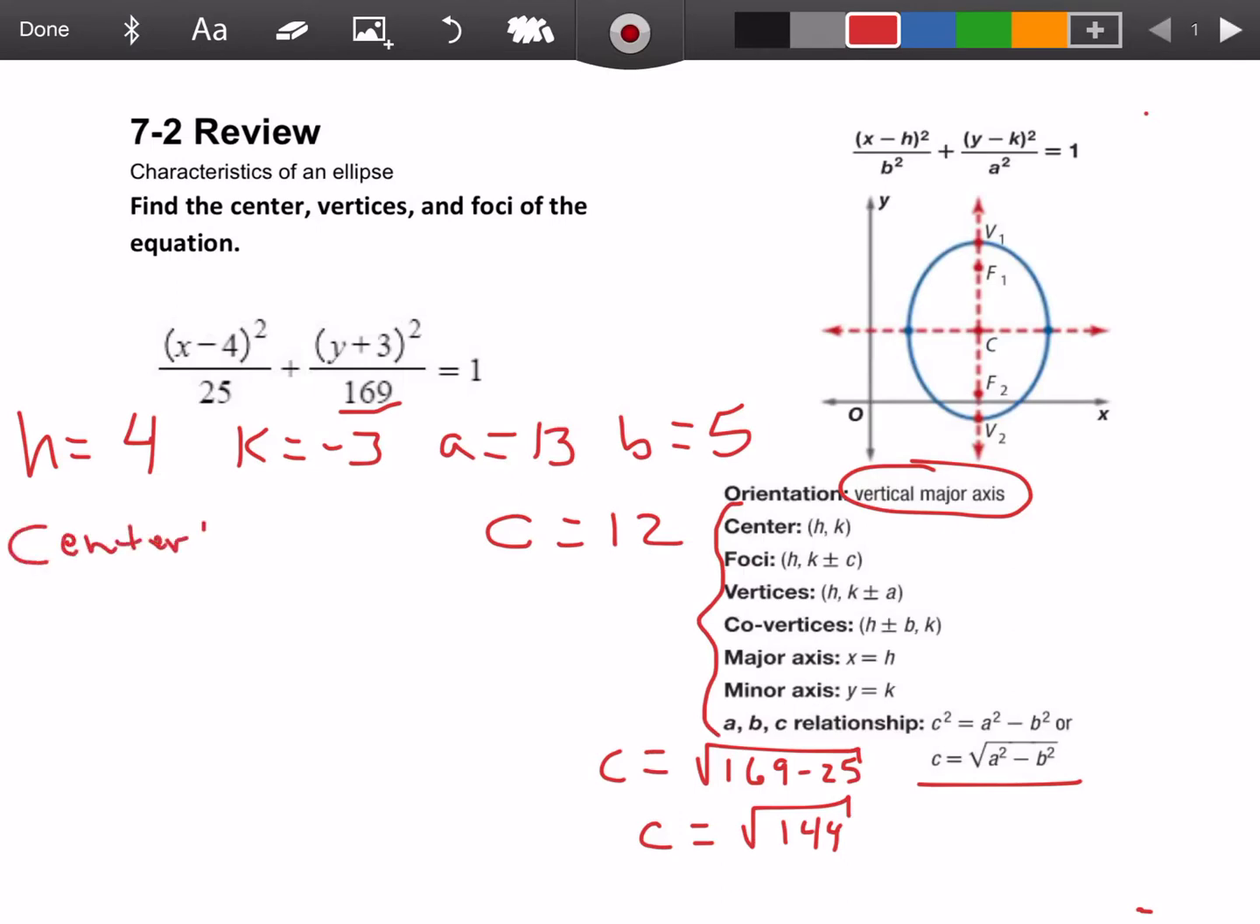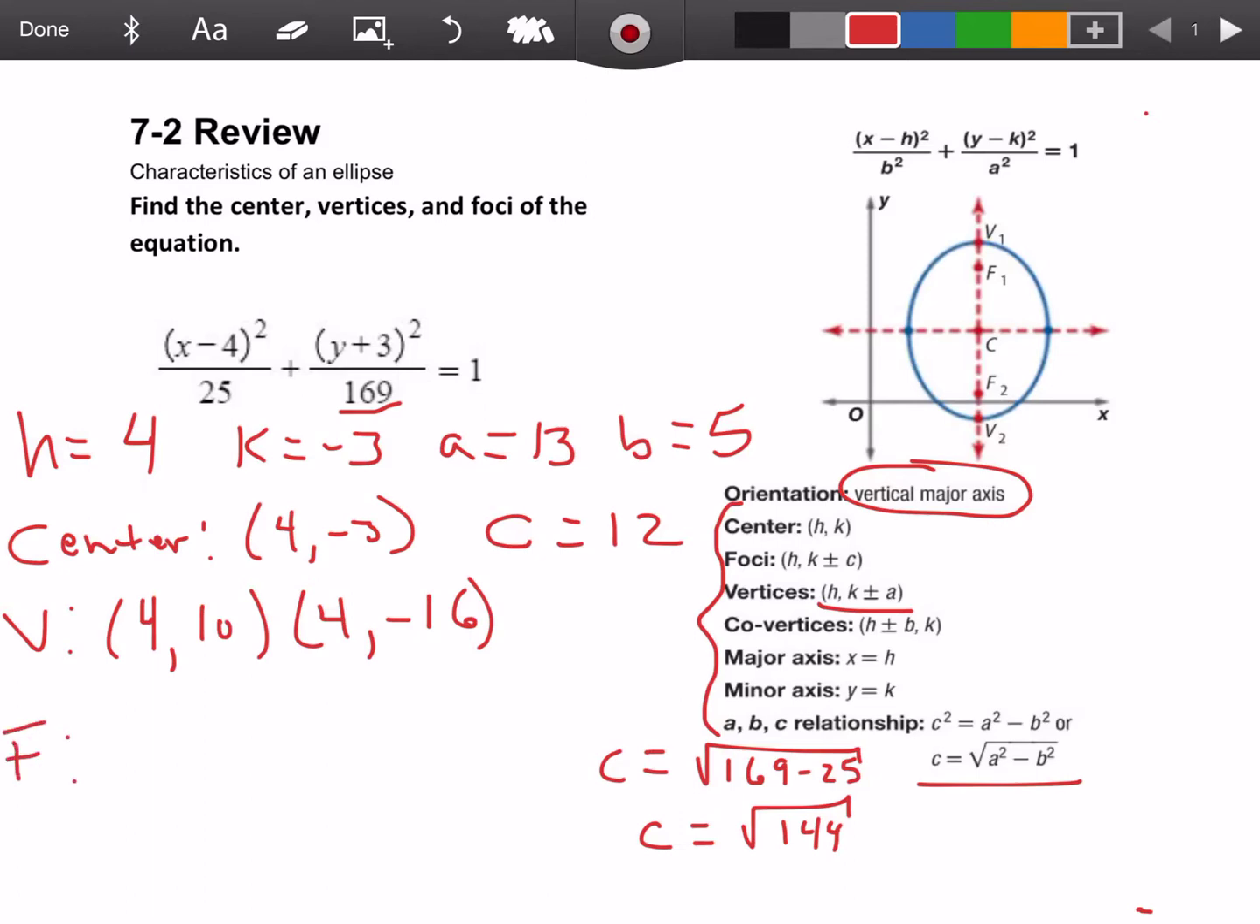So our center is just going to be H, K, so that would be 4, -3. We have two vertices. That is going to be H and then K plus and minus A. So H is 4, and then we have K plus A, which is -3 plus 13, so that would be 10. And then we have 4, and K minus A, so -3 minus 13, and that would be -16.